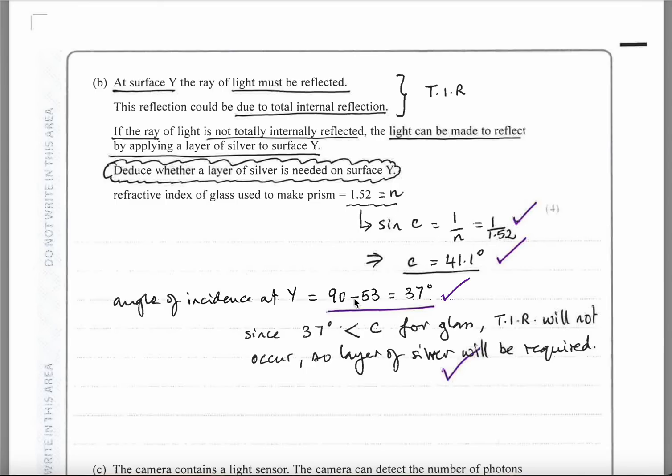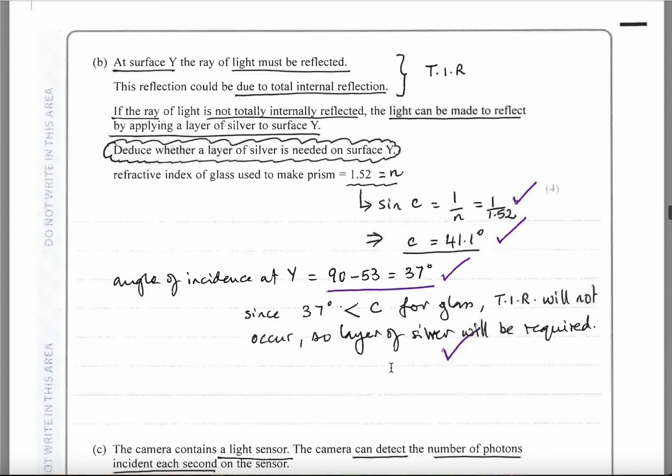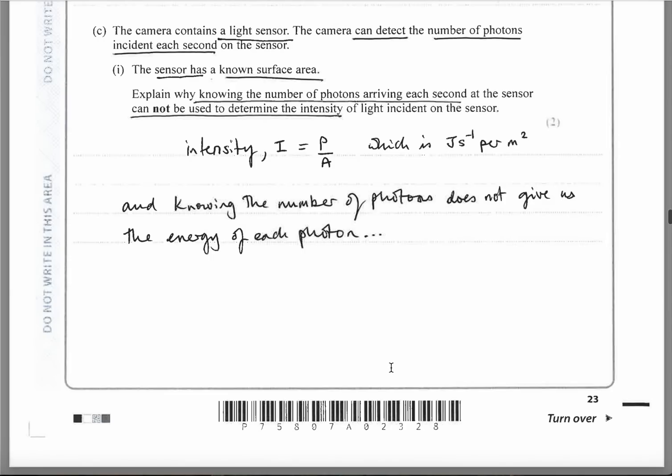We know the angle they've given to us is 53. So we know the angle of incidence at Y is not 53. It's 90 minus 53. Therefore, they want to see that you have converted it to 37 degrees. Well, obviously 37 degrees is not greater than the critical angle, so it's less than the critical angle for glass, so total internal reflection will not occur due to the glass. So you need to put a layer of silver to cause the total internal reflection to take place, and that's 4 marks. All right, and then this is the part where I think most students wanted my help.